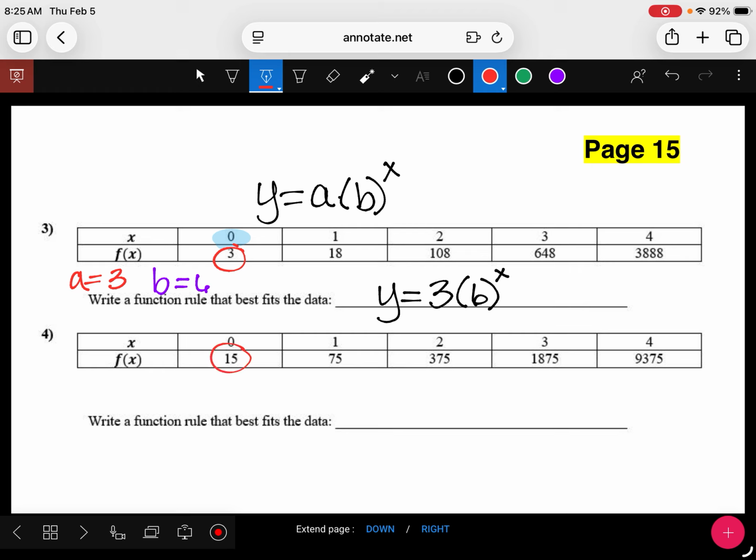15. So I'm going to start my equation. So this is my a. So when I start my equation, it's y equals 15. All right, what's the number I'm multiplying by over and over again? 5. Anybody else get 5?